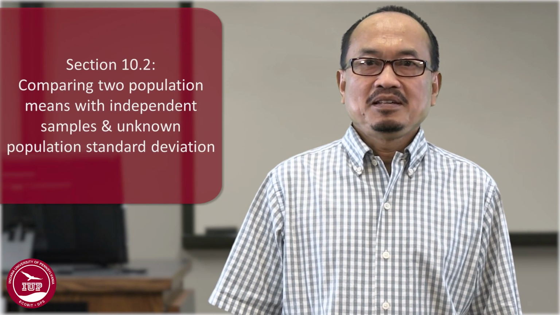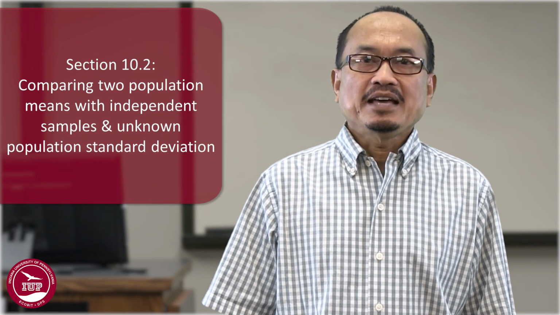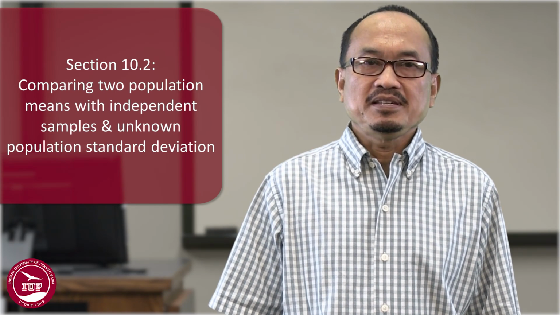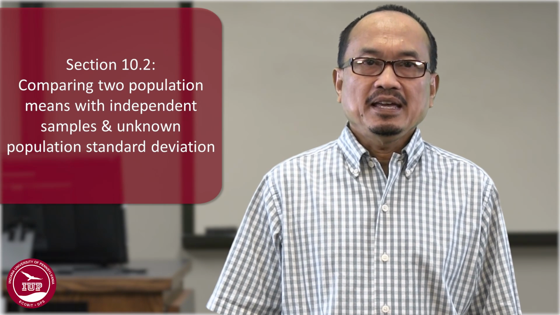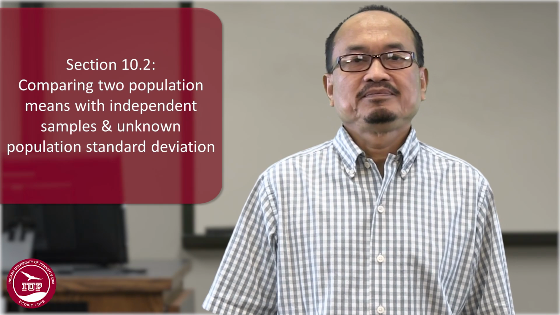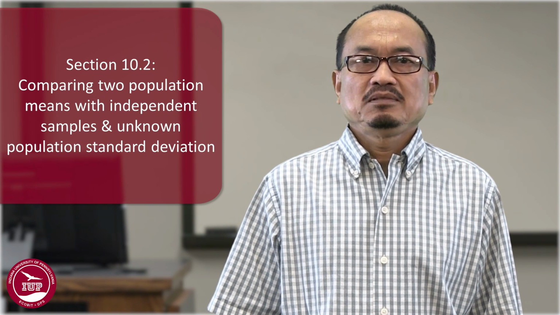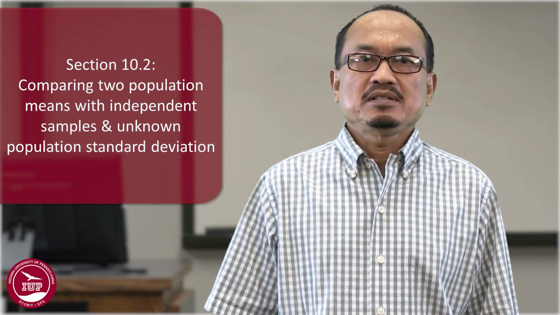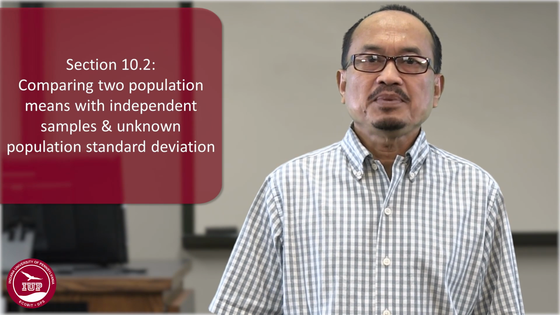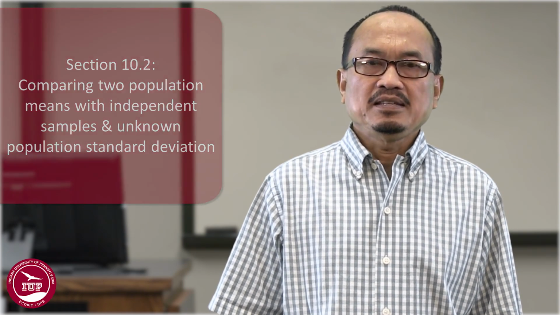Section 10.2. Comparing two population means with independent samples and unknown population standard deviations, where sigma 1 and sigma 2 are unknown. When population standard deviations are not known, which is a common situation, we substitute the sample standard deviations in their place. This substitution affects the hypothesis test in two ways.